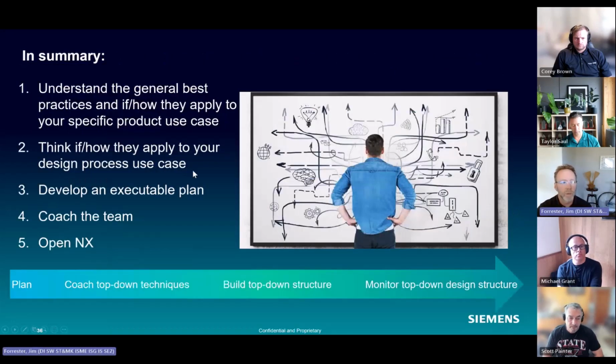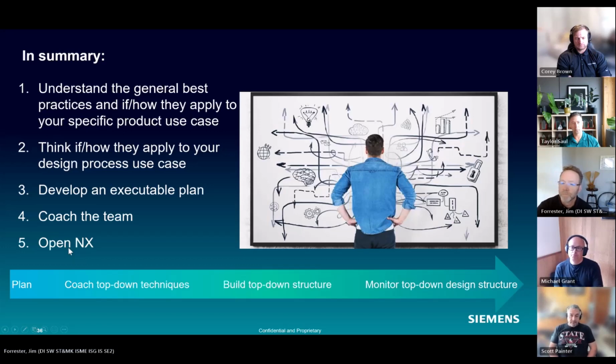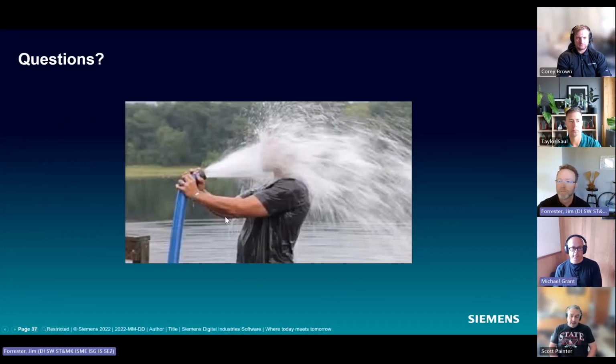So in summary, understand the general best practices and how they apply to your specific product use case. Think about how they apply to your design process use case. Develop an executable plan. Coach the team. Then and only then open NX. Very good. Questions? Thank you.